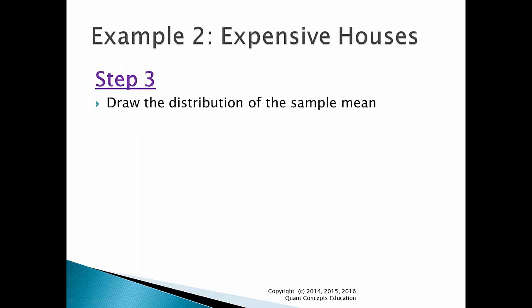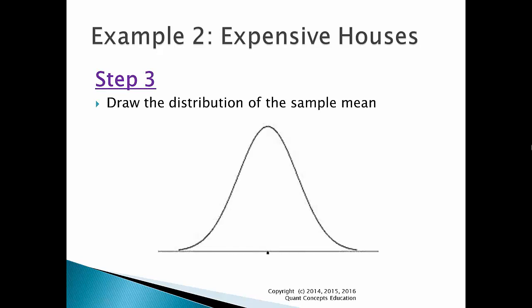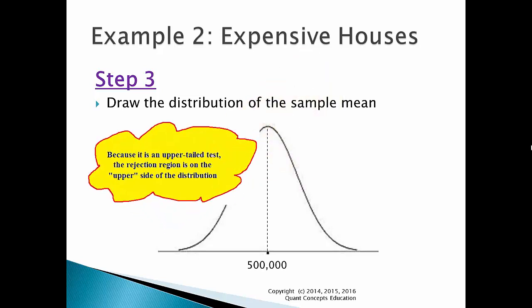So step 3. We have to draw the distribution of the sample means, assuming the null hypothesis is correct. It looks like this, and assuming the null hypothesis is true, then the average of the sample means should equal 500,000, which is the hypothesized population mean. Now, because this is an upper tail test, the rejection region is on the upper side, or the right-hand side of the distribution. So the rejection region is here. We're told that the significance level is 1%, meaning that the rejection region contains the top 1% of the distribution. So far, so good. So the big question again is, what is the cutoff for the rejection region? What's the critical value?